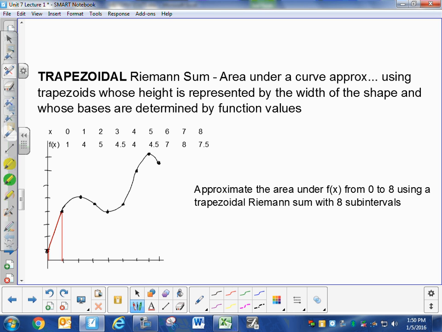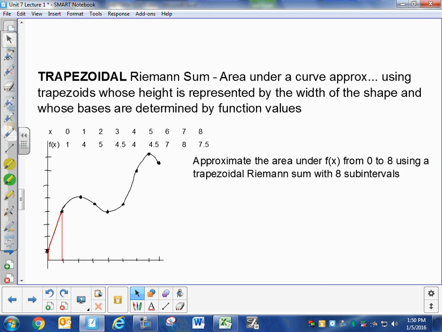Now, actually, this is silly of me. I'm not doing step one. Step one is to figure out the amount of objects. Here we have 8 subintervals. So 8 objects, 8 trapezoids. Since there's 8 objects, the width is going to be now 1, which is why we're doing this.